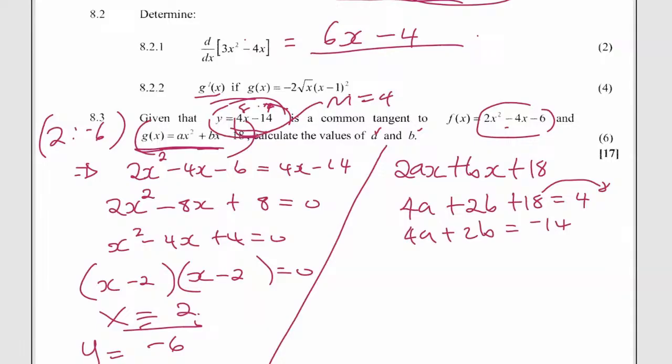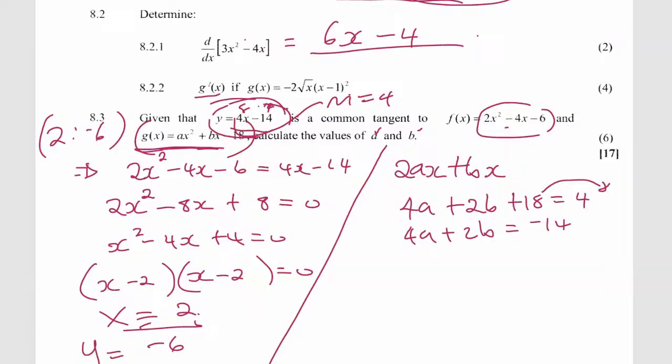I don't know if that makes sense. Will that make sense? 4a plus 2b is 14? No, that doesn't make sense. Why are we having the 18 here? Because we derive, so that must die. It doesn't make sense. Let's just repeat the entire thing.